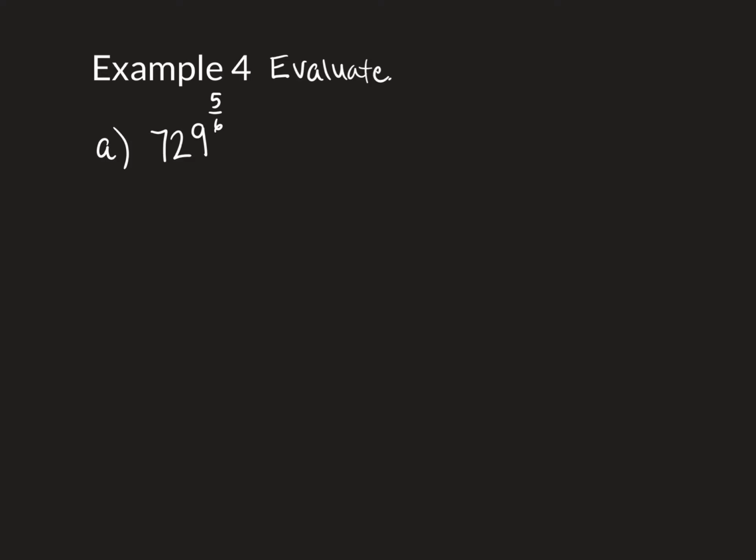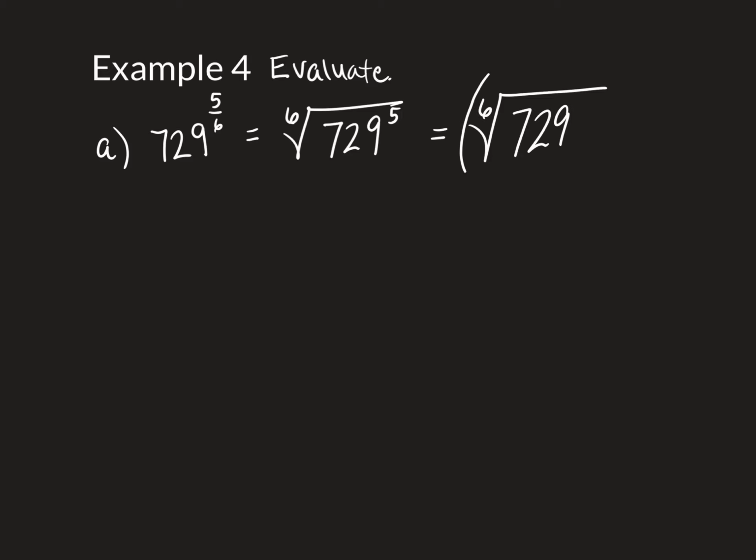Now, the way we were taught to write it, we were taught to write the sixth root of 729 to the 5th power. But I want you to know that this is also the same thing: the sixth root of 729, the entire thing, raised to the 5th power. It will make it so much easier if you write it the second way and not the first way. And then what we'll do is we'll evaluate the sixth root of 729.